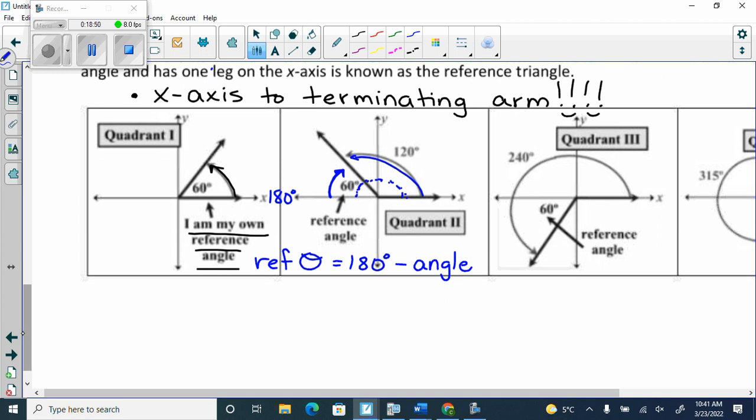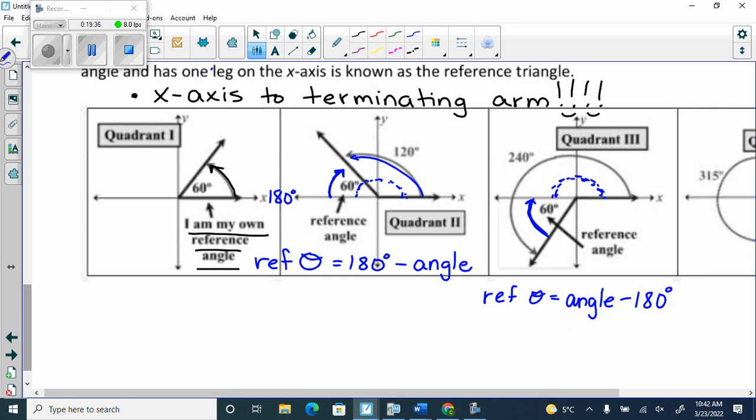Quadrant 3. So this is 240. How do I get my reference theta? How do I get to this is 60? What do I do every single time? I need this little angle to here. So what can I just take off of 240? If I take this half circle part off of it, which is how many degrees? 180, I'll be given what's left here. Right? So in quadrant 3, your reference angle is always the angle minus 180 degrees, isn't it?